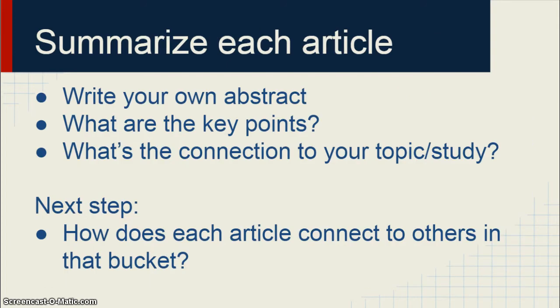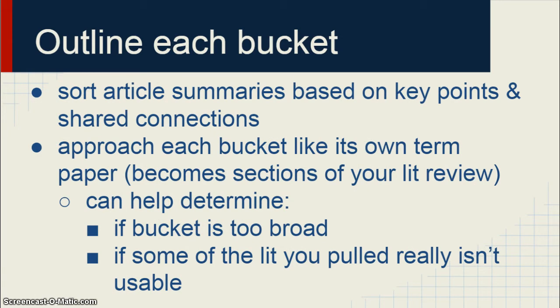So, as we think about summarizing our articles, again, we need to think about writing our own abstract, identifying the key points, and making the connection to our own topic. And that's probably the most important part. If we think about writing a summary of articles that we find, we need to be making notes for ourselves about how that article relates to our topic. And then the next step beyond that is how does each article connect to others in that individual bucket that we've sorted the article into. So I suggest writing an outline for each bucket.